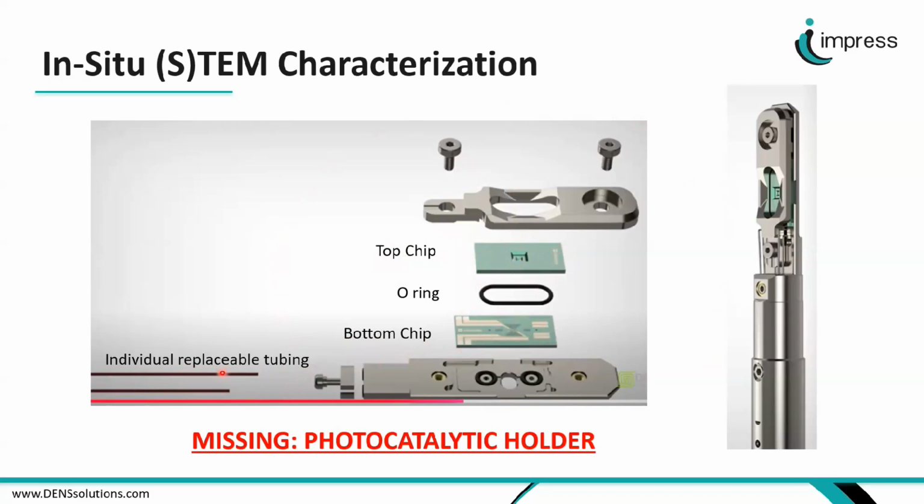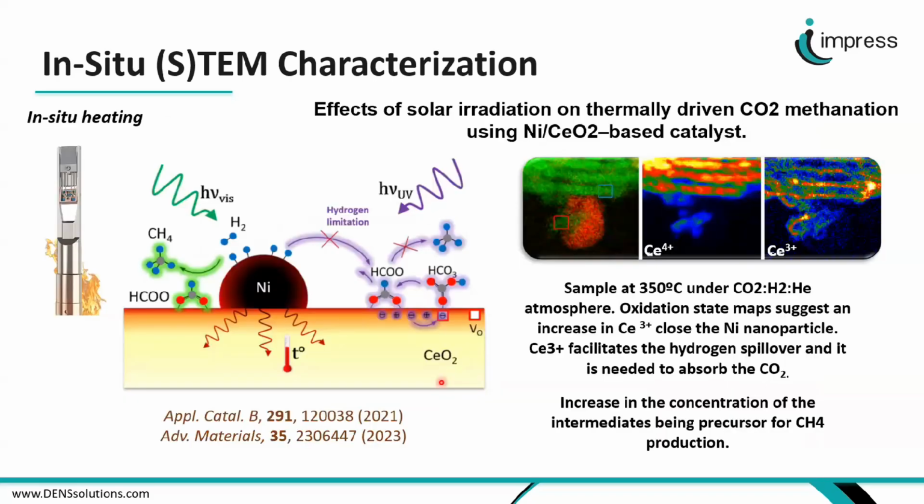But what is missing in the commercial holders, if you want to buy some of these, is a photocatalytic holder. And this is what we are trying to develop in our task 5.2, to put all the knowledge together and make possible the commercialization of these photocatalytic holders. Why? I would like to show you different scientific papers explaining why this photocatalytic holder is so important.